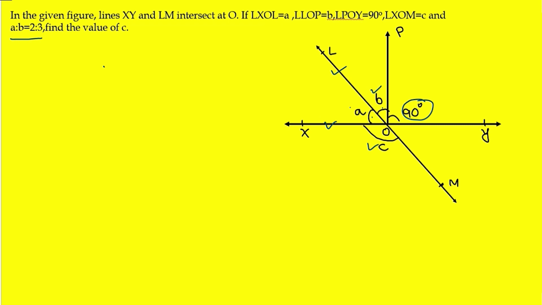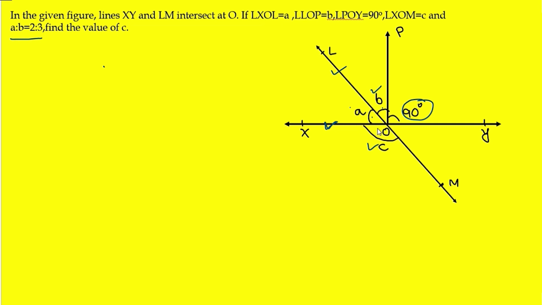The next question is, in the given figure, lines XY and LM intersect at O. If angle XOL is A, angle LOP is B, angle POY is 90 degree, and angle XOM is C, and A is to B is 2:3, find the value of C. Okay, so two lines are there, that is XY and LM. So both of them intersect at the point O.